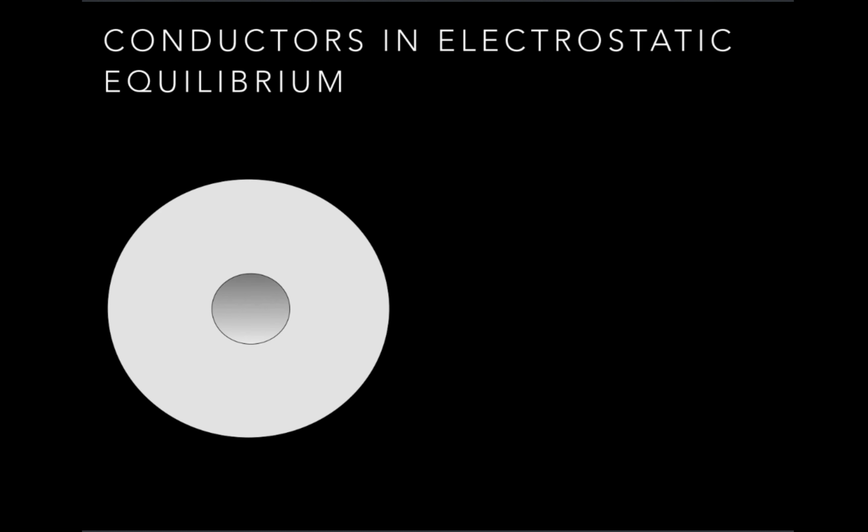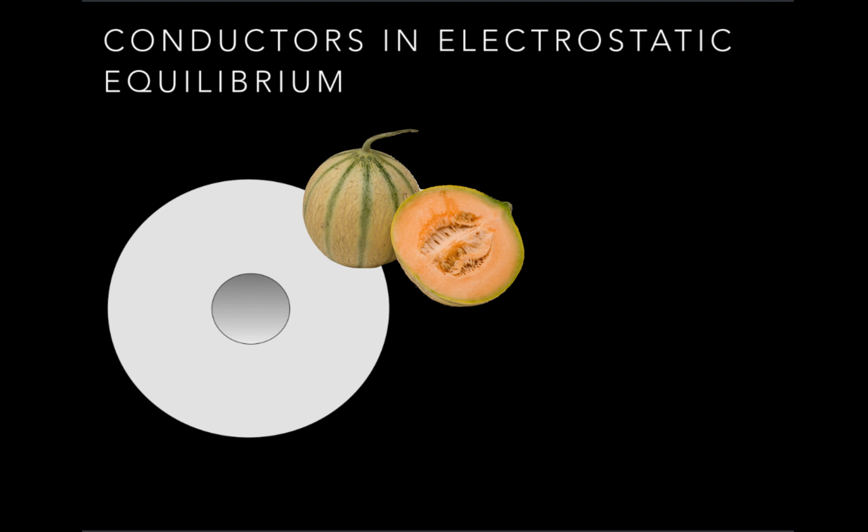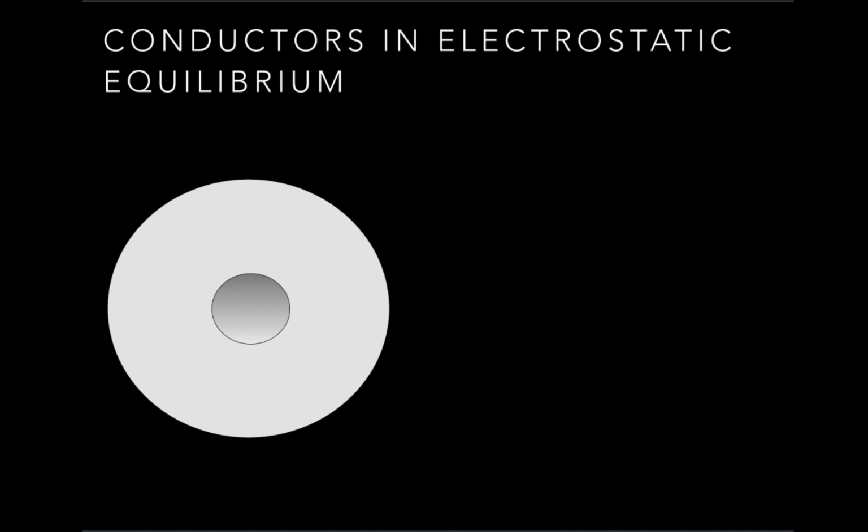All right, so let's talk about conductors in electrostatic equilibrium. So let's say this is a sphere. This is like a cantaloupe with the middle scooped out, okay? So we're just looking at the cross section, but this is a round hole. This whole thing is a sphere. We're just looking at it as a cross section because what we're going to do is start by putting a little negative charge in here.